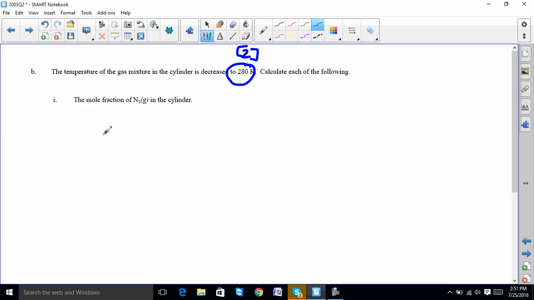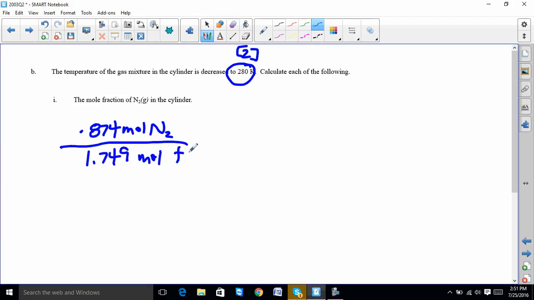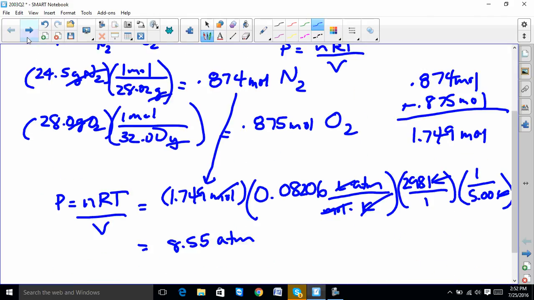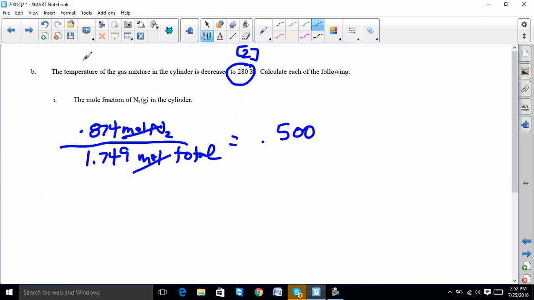So what happens is we just up in part A figured out that we had 0.874 moles of N2 and that we had 1.749 moles total. And so if you do that, this has 3 sig figs, this has 4, you get 0.500. Now, no units because moles cancels with moles. Basically, it's saying that 50%, although we're expressing it as a decimal. If you go back to this page and just look, 0.874 and 0.875 are the same to the thousandth place. It's just a sig fig thing. So you can see just looking roughly, it's 50-50. That should not be all that shocking. So that's the mole fraction. Mole fractions have no units.